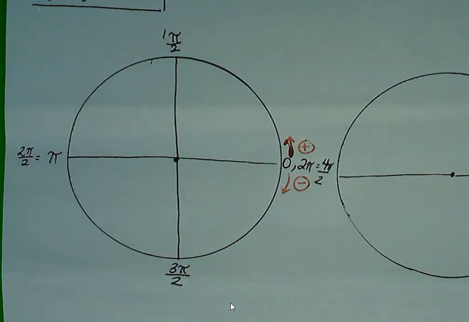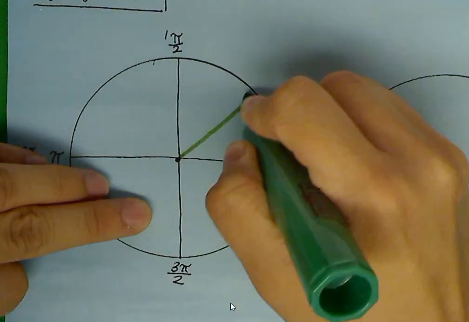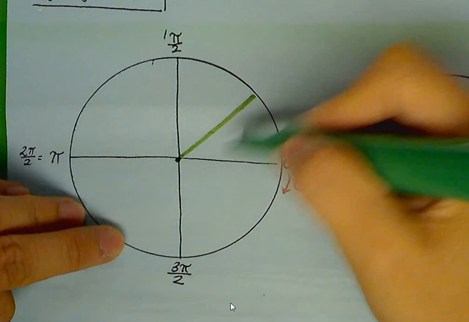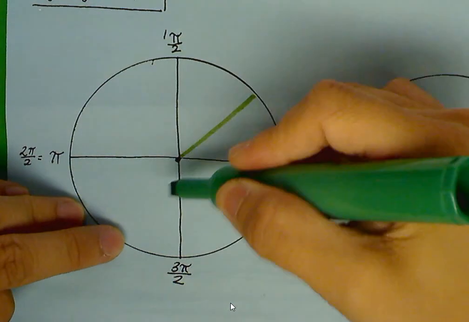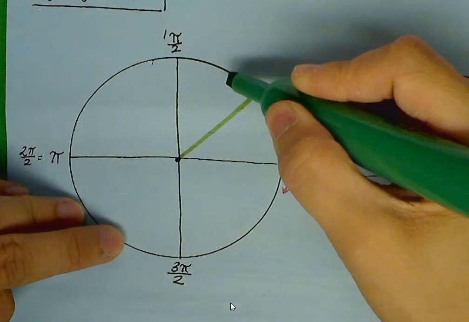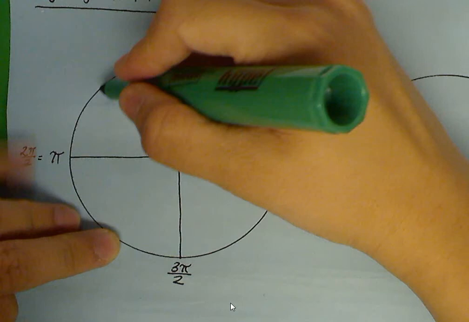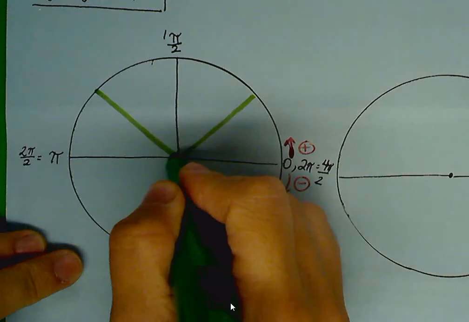So what if I make an angle that splits each quadrant? By the way, what quadrant is this? 1, 2, 3, 4. Okay, what quadrant is this? 3, 4, 2, 1. Good. All right, so let's cut each of these quadrants in half. Okay?